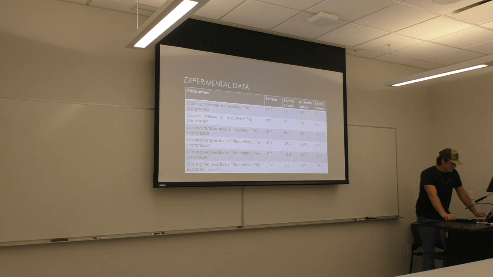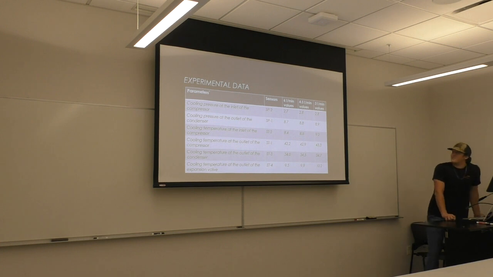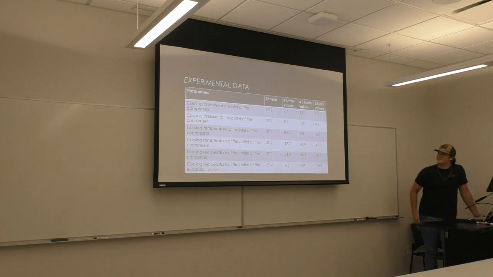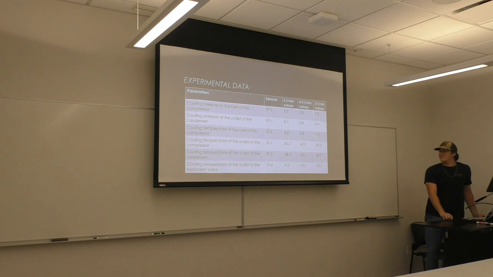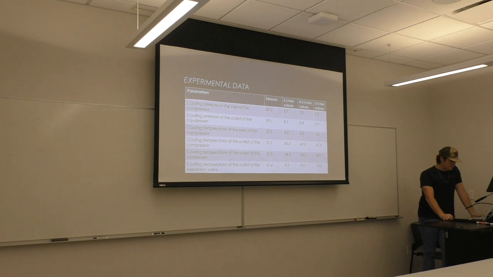This was data taken at various water inlet flow levels. We had 6 liters per minute, 4.5 liters per minute, and 3 liters per minute. We had the cooling pressure at the inlet of the compressor, which was sensor SP2, and their respective values. The cooling pressure at the outlet of the condenser, which was sensor SP1. Cooling temperature at the inlet of the compressor, which was sensor ST2. Cooling temperature at the outlet of the compressor, which was ST1. Cooling temperature at the outlet of the condenser, which was ST3. And cooling temperature at the outlet of the expansion valve, which is ST4.